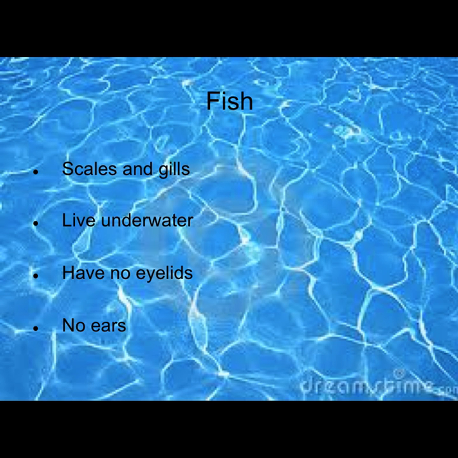The fourth type of animal is a fish. Fish have scales and gills as their outer skin. They live underwater and have no eyelids and no ears. They just have inner sensors so that they can pick up things and vibrations from the inside.